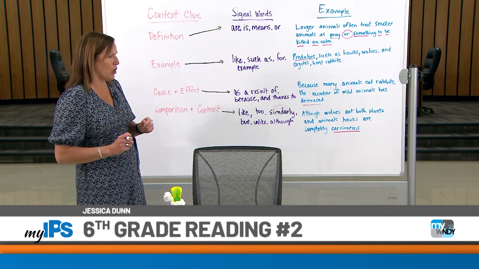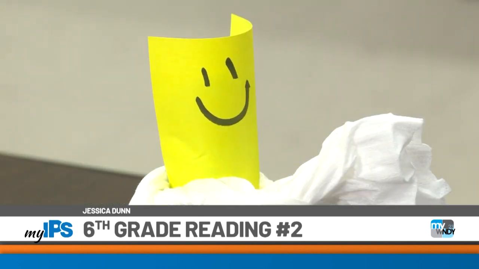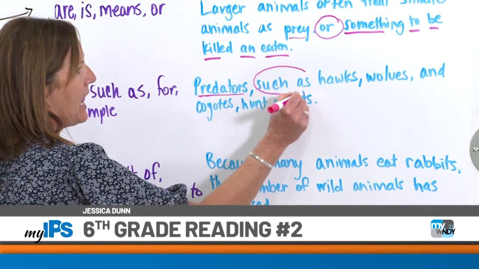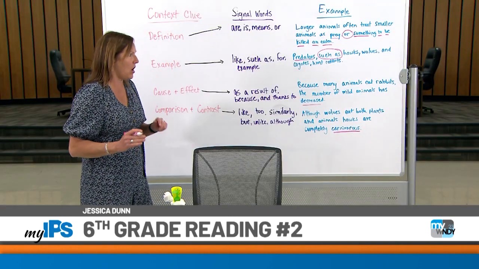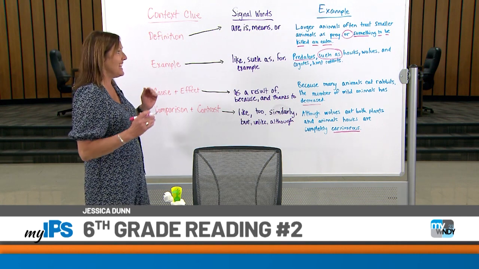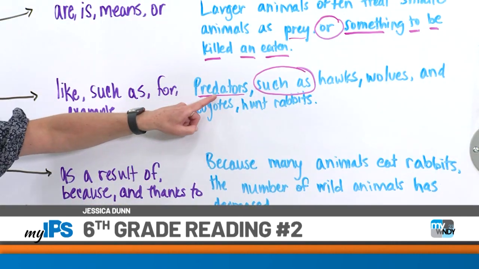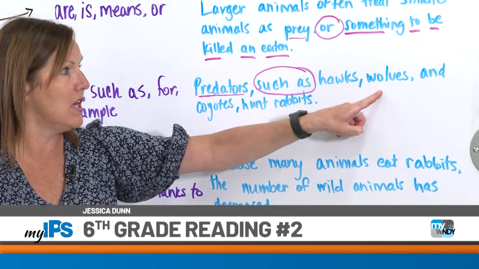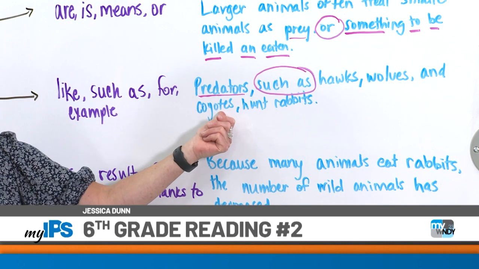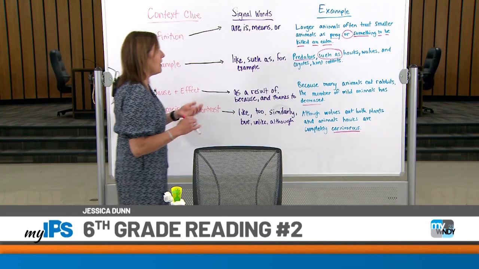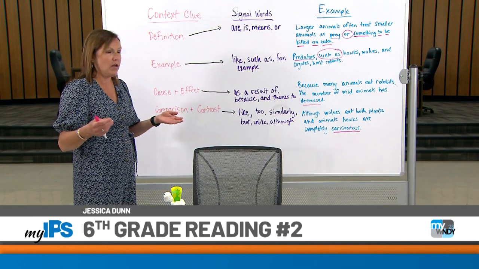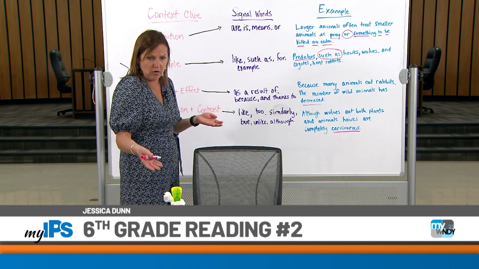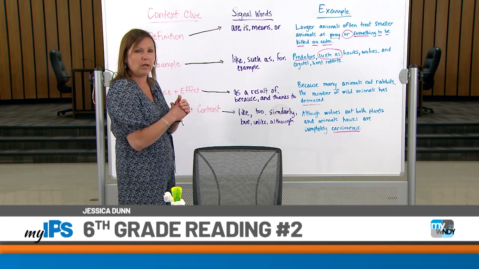And the signal word, what was it, Jorge? Oh, two words. Such as were the signal words. Such as is the signal word, or the signal words that let us know that they give us examples. Some predators are hawks, some are wolves, some are coyotes, and what they do is they hunt rabbits. So they're giving us examples of what predators are. Animals that hunt, such as a shark, like Shark Week, right? Or hawks, wolves, and coyotes.